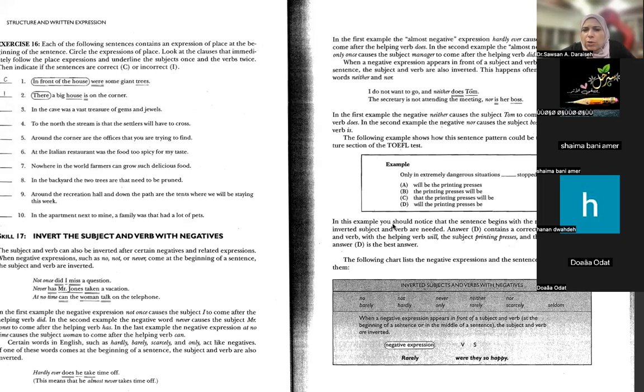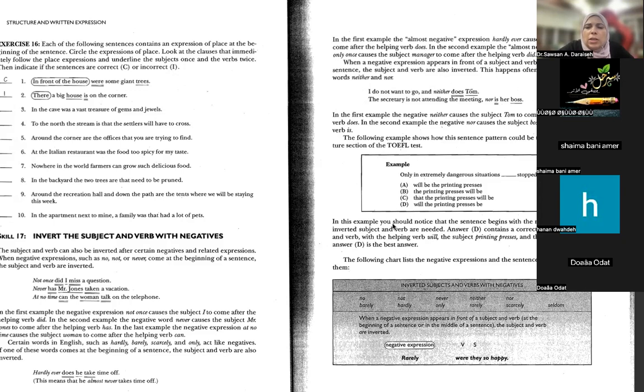So the only one that works, Shema, did you understand why we chose D? Yes, I chose D in the first example. Why did you choose D? I want to hear your experience. Because the subject is between the helping verb and the main verb. No, not the first or after the verb.